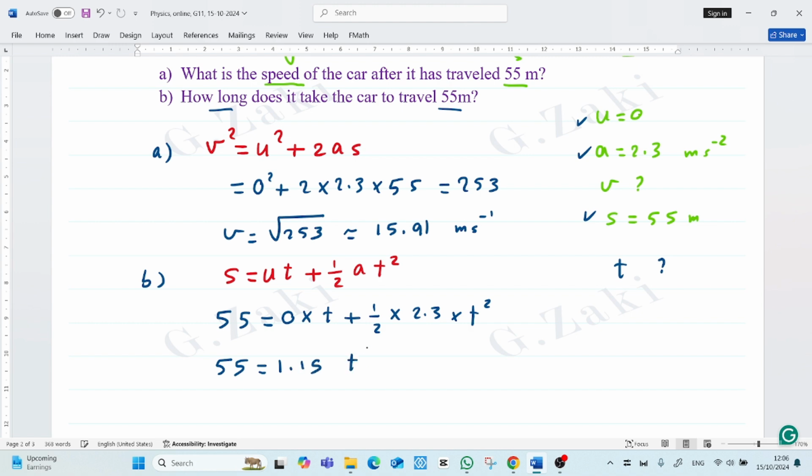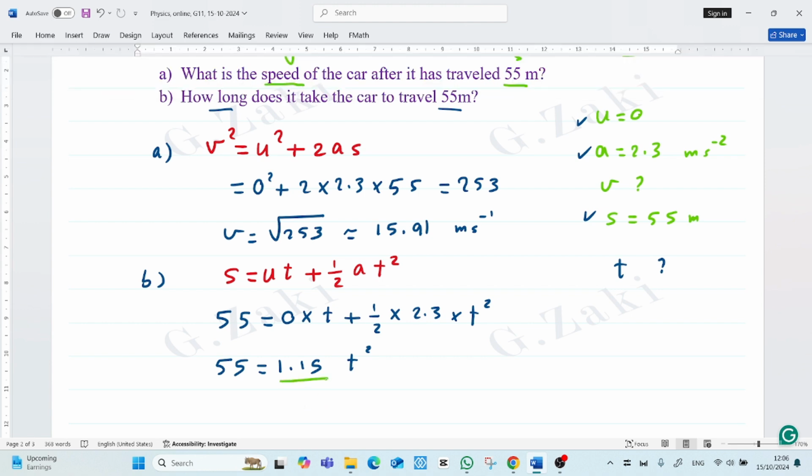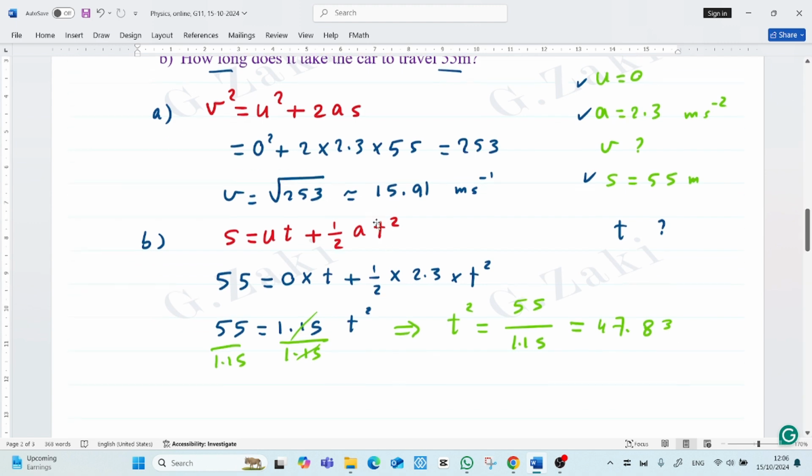1.15 T squared. To get T squared, divide both sides by 1.15, to cancel this, then we can get T squared. So T squared equal 55 over 1.15. So the answer is 47.83. In each step, I round it to two decimal places.